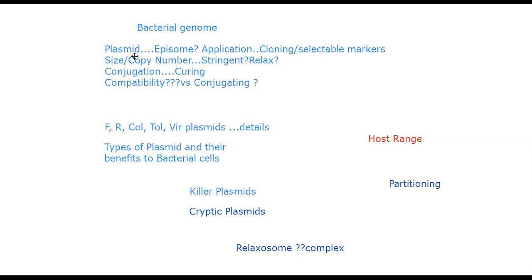Now, what are the applications of these plasmids? Why do we need to study these plasmids in so much detail? Because they are important for cloning purposes. Whenever we need to clone, we need some cloning vectors. So these plasmids can be used as cloning vectors because they have these selectable markers.